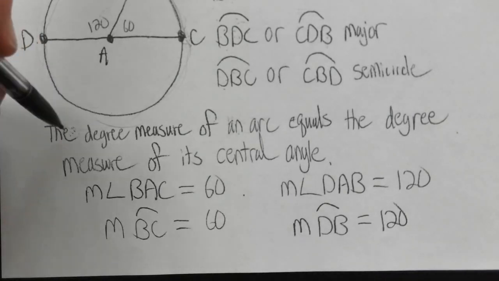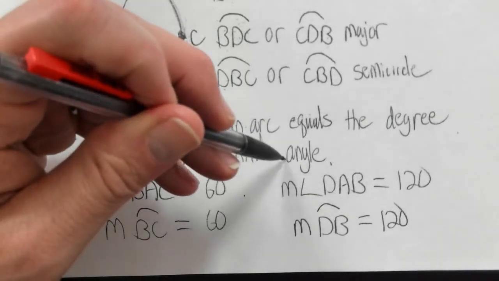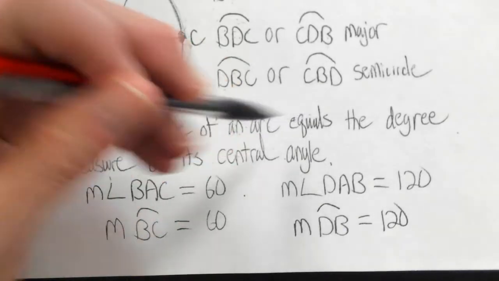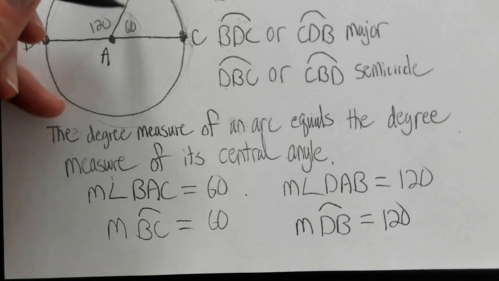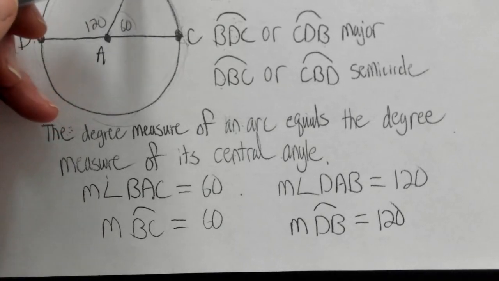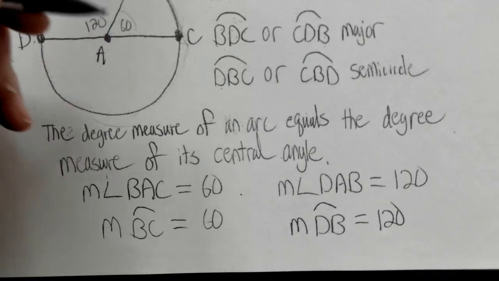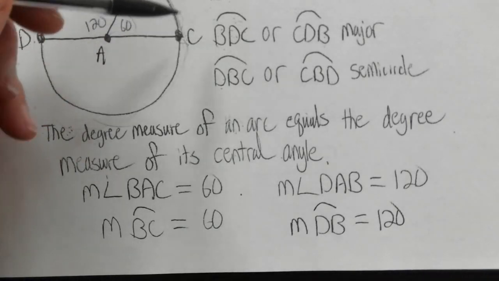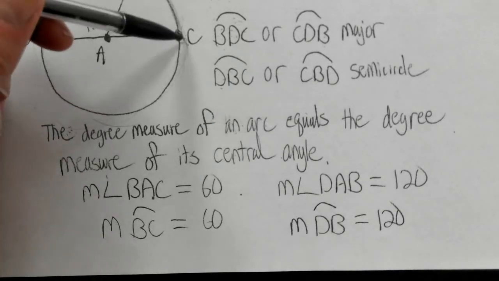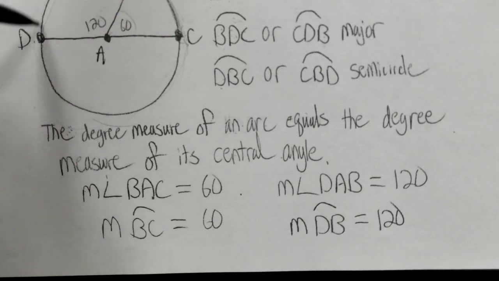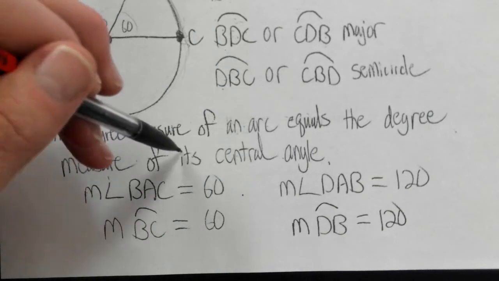All right, so listen to this theorem. The degree measure of an arc equals the degree measure of its central angle. The degree measure of an arc equals the degree measure of its central angle. So just like angles are measured in degrees, arcs are also measured in degrees because they are a rounded type of object. They can be measured in length, right? But they're also measured in degree measure as well. So the degree measure of the arc equals the degree measure of its central angle.